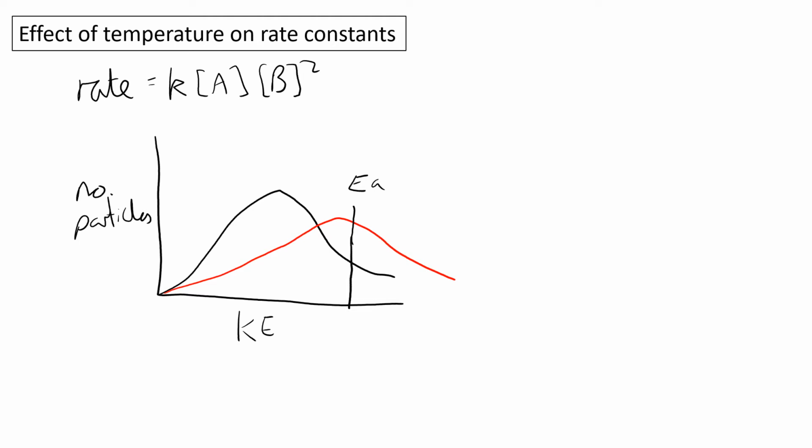This is a qualitative way of saying it. We're going to look at mathematically what the relationship is. And clearly, if we know that the rate increases when temperature increases, it must be the rate constant that increases. So the rate constant must increase as temperature increases, and that's the relationship we're going to look at.